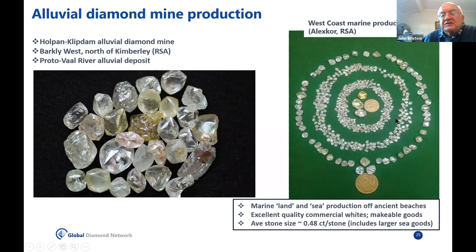But this on the right-hand side is production. It's again run of mine from the Alex Core deposit on our west coast. And again, here the average dollar price was probably about $600 a carat. The stone size about half a carat per stone, and exceptionally clean goods, really high quality commercial whites and makeable goods, which you'll learn about in the course.